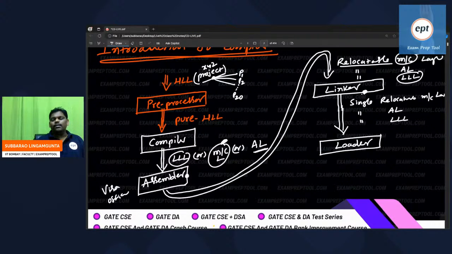No, still in the hard disk only. See, before preprocessor hard disk, after preprocessor hard disk, before compiler hard disk, after compiler hard disk, before assembler hard disk, after assembler also hard disk, before linker hard disk, after linker also hard disk. Now also the program is there in the hard disk only. The only thing is everything is ready. So packing is also done.